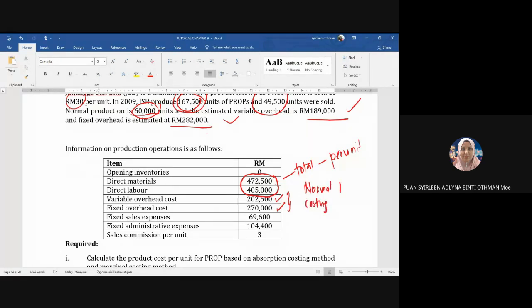Normal costing, direct material is actual, direct labor is actual, cuma MOH saja applied. Sebab tu dua ni saya akan dapat actual based on nilai sebenar bahagi unit sebenar. I bahagi dengan ini. Faham ya? Okay. You tak faham juga, saya tak tahulah.